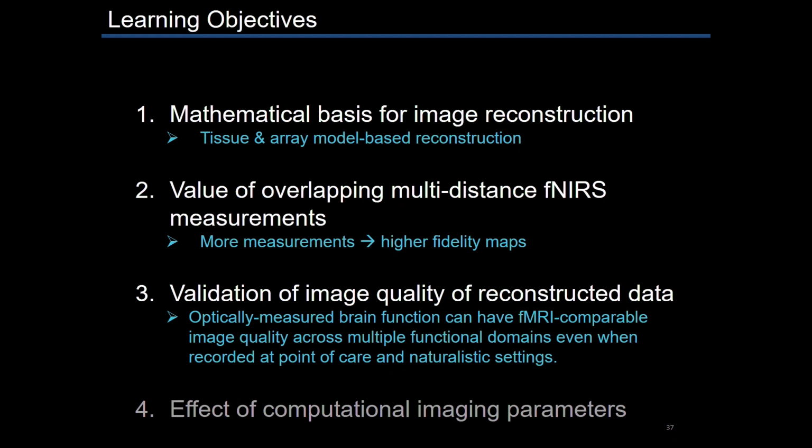Third, validation of image quality of reconstructed data. Again, the optically measured brain function can have fMRI comparable image quality across multiple functional domains, even when recorded at the point of care and in naturalistic settings. So the last thing I'm going to talk about here is the effect of computational imaging parameters.